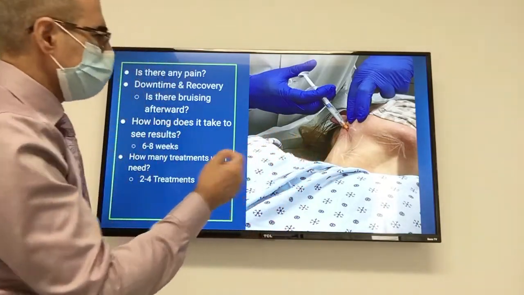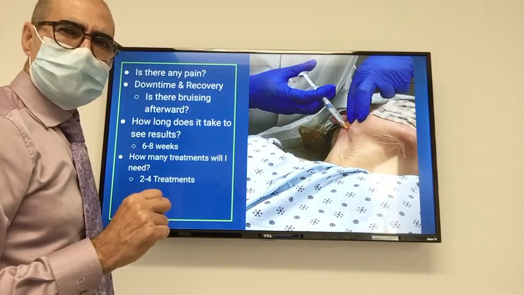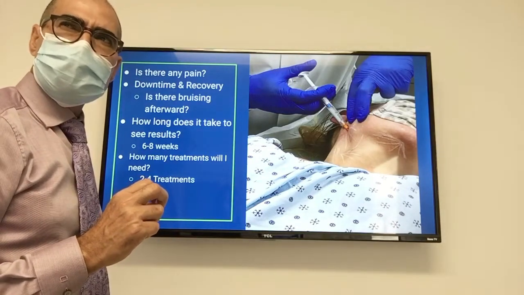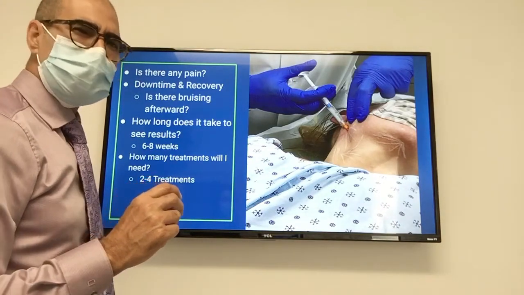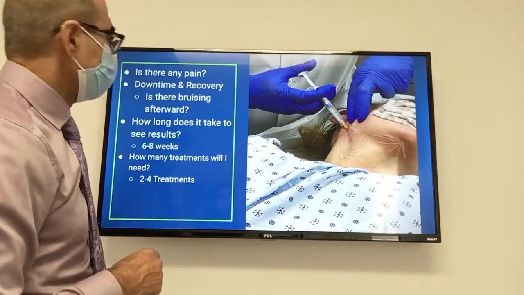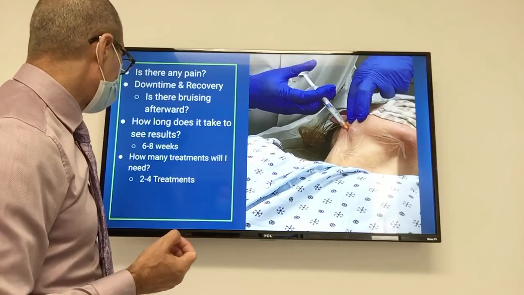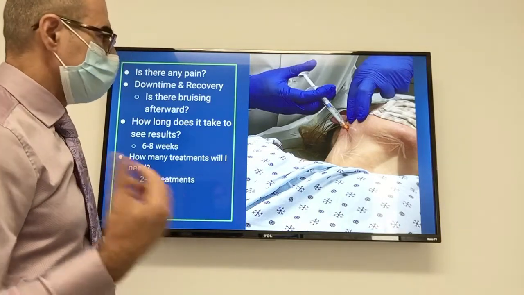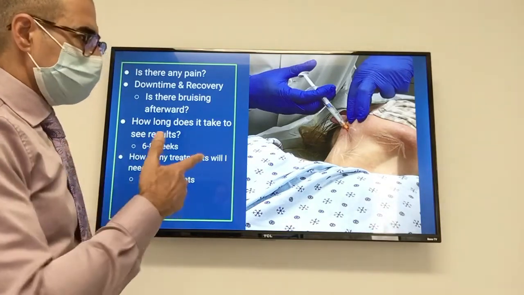I believe for the chest we needed 1 to 2 syringes. For the neck, I think it's almost 1 syringe. The results take about 6 to 8 weeks to notice any improvement, although even in 2 weeks, you will see the before and after.